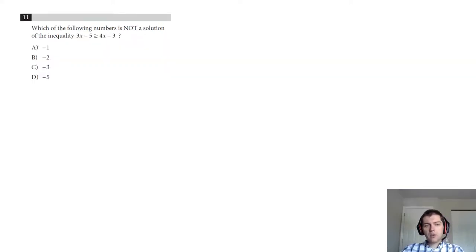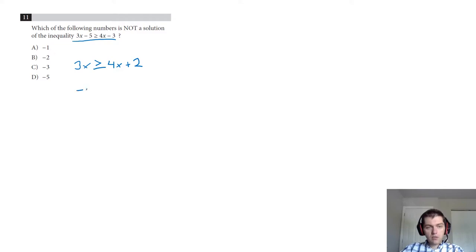Problem number 11, they're asking for which of the solutions they give is not a solution to the inequality given here. That inequality can obviously be simplified, so you can start by doing 3x, add 5 to both sides. For addition, you don't need to flip the sign. 4x plus 2, negative 3 plus 5 will be plus 2.